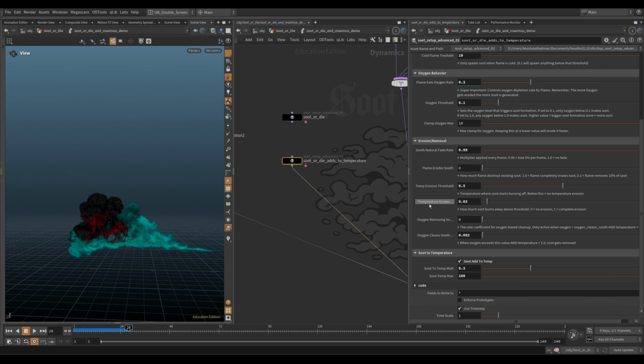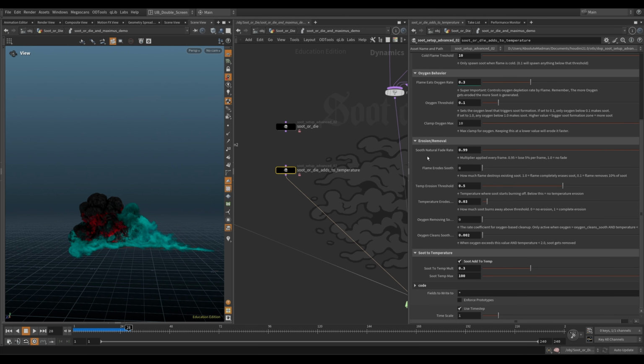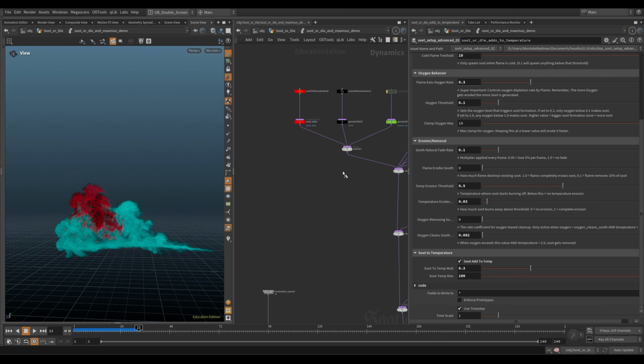The next parameters are all about the erosion / removal of soot. So if we go really low, 1 is no fade. I think I'll invert this. Honestly, it's more intuitive if higher number is more fade than vice versa. But right now, we're going to be eroding a lot of soot very fast. So let me also remove the delta.